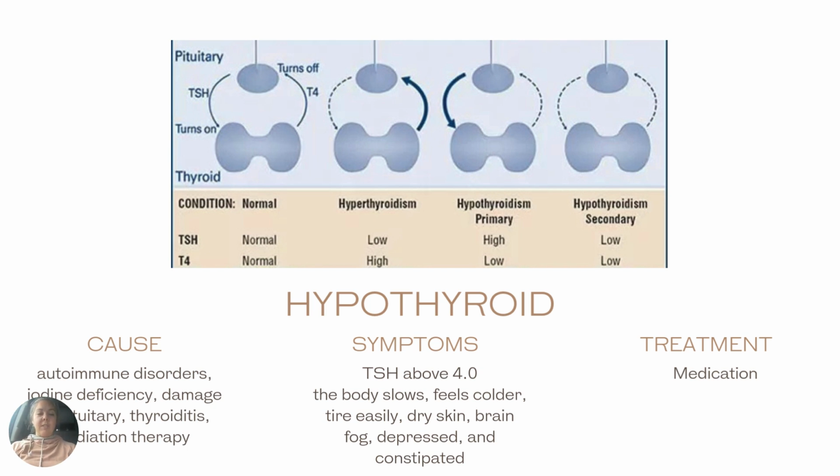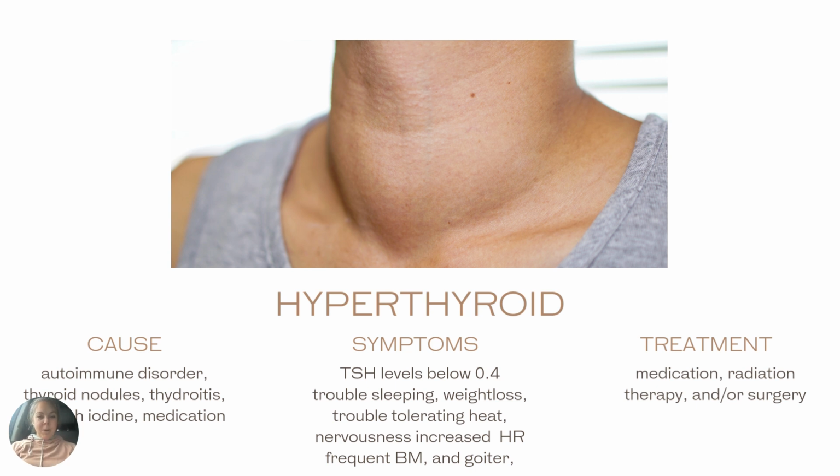So if you look at the graph here, you can see the relationship between that TSH and T4 for both hypothyroidism and hyperthyroidism, which we will take a look at now. Hyperthyroidism is the exact opposite of hypothyroidism. Again, it can be caused by an autoimmune disorder, thyroiditis, or different medications, and some symptoms that you're going to be looking for are your TSH levels below 0.4.